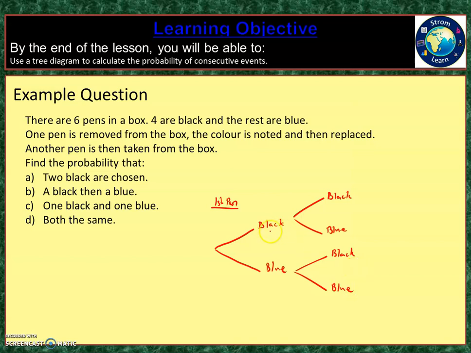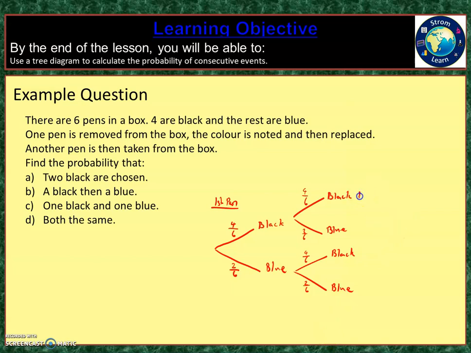So there are 6 pens in total, so I've got 6 to choose from, so that's telling me the denominator of my fraction. 4 are black, which means the other 2 must have been blue. Now it tells us that the colour is noted and then replaced, so that means I've got the same probabilities here on the second set of branches. So there we go.